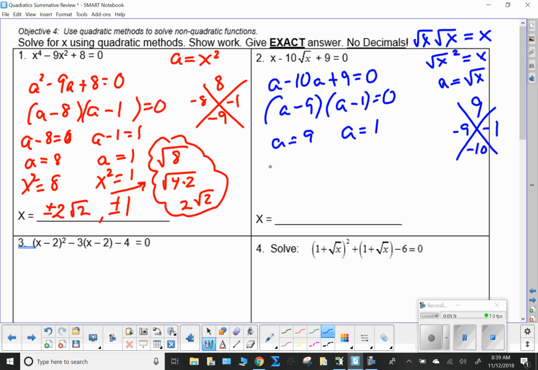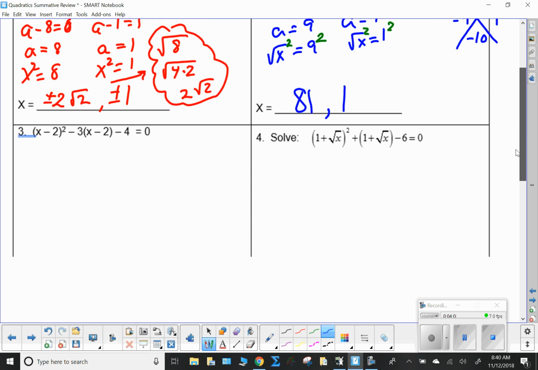Now I'm going to put the square root back in. Square root of x is equal to 9. Square root of x is equal to 1. Now here, remember that I have to square this. So I have to square both of these. When I do that, x is equal to 9 squared, which is 81. x is equal to 1 squared, which is 1. Remember, we're not taking the square root, we're squaring it. So far, so good? Excellent.